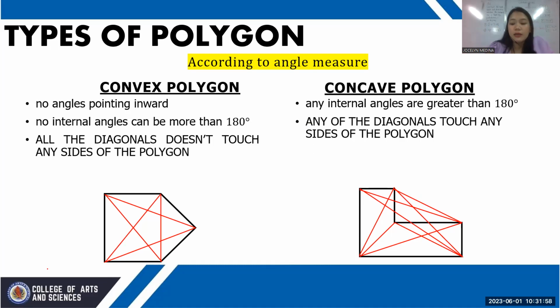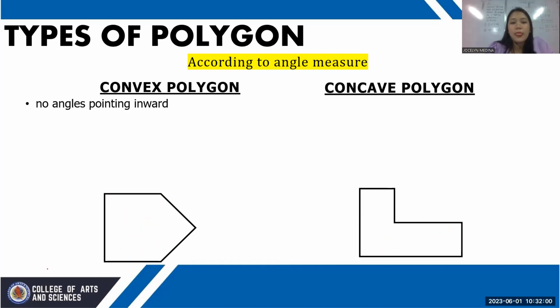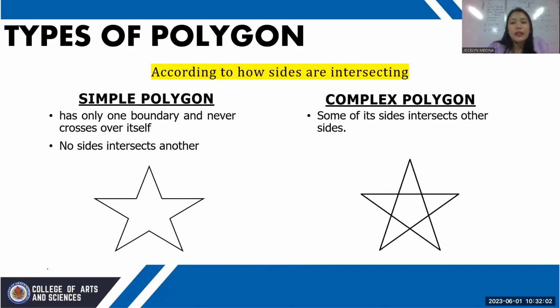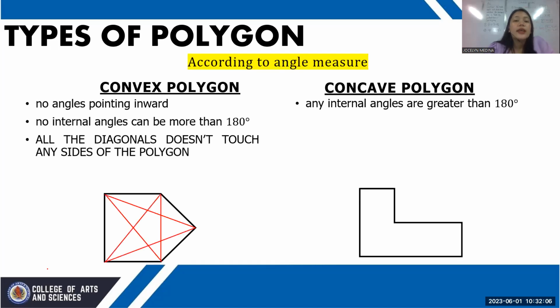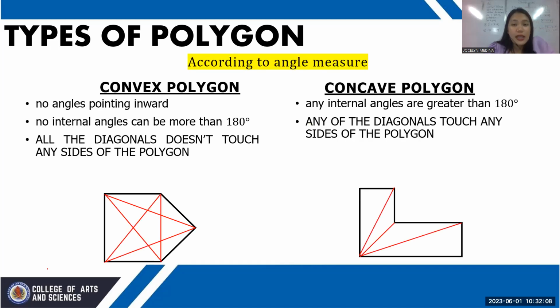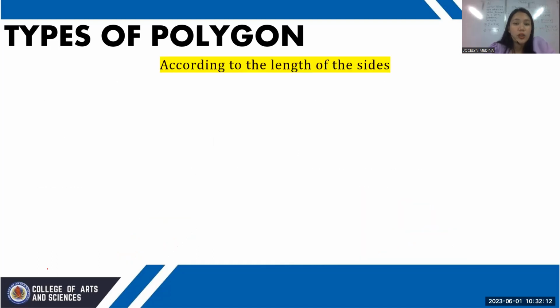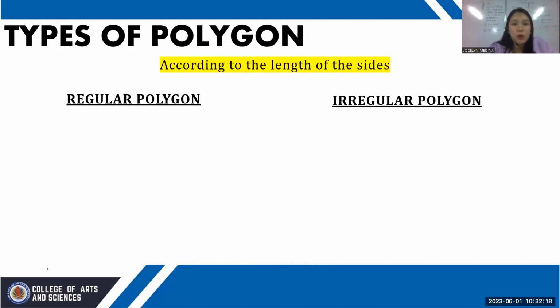We have your simple and complex polygon. Ngayon naman, we have convex and concave. Also, we have another type of polygon which is known as regular or irregular.